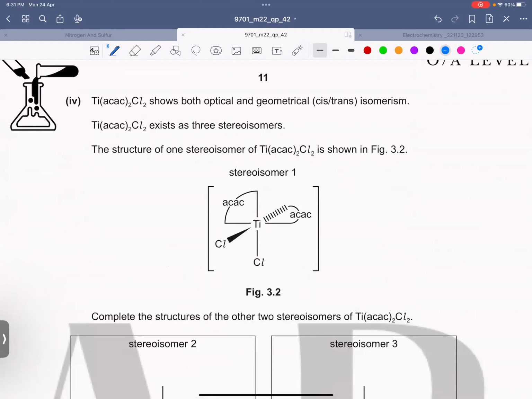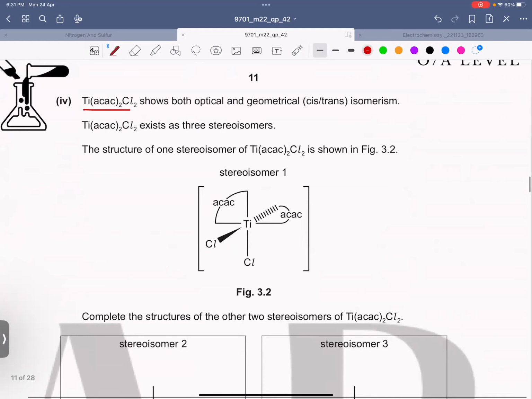Now, this shows both optical and geometrical isomerism. It exists as 3 stereoisomers. Okay. The structure of one stereoisomer is shown.